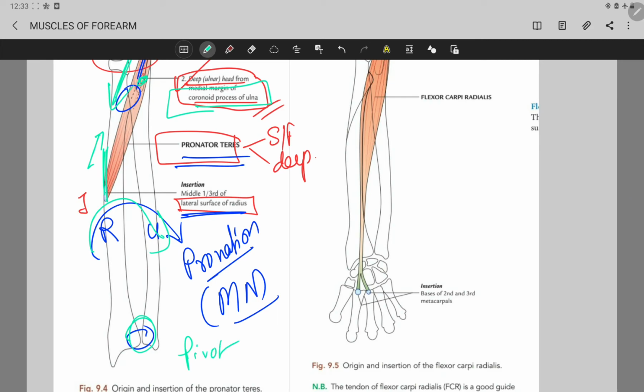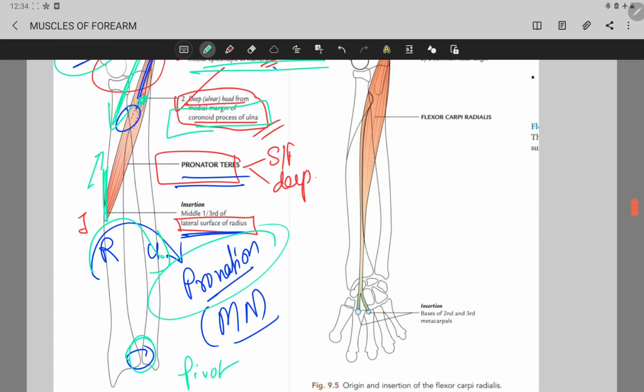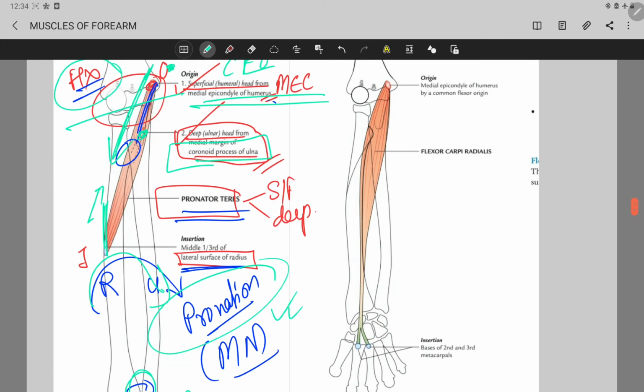That's why contraction of the pronator teres is causing the rotation of the radius on the ulna, and this type of movement is called pronation. So the pronator teres causes flexion at the elbow joint, but the major function of the pronator teres is pronation.